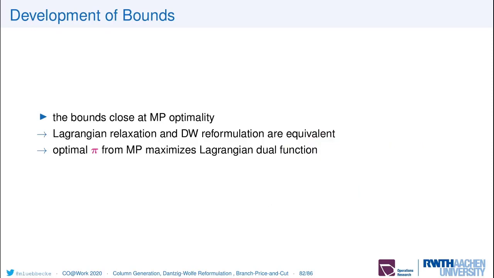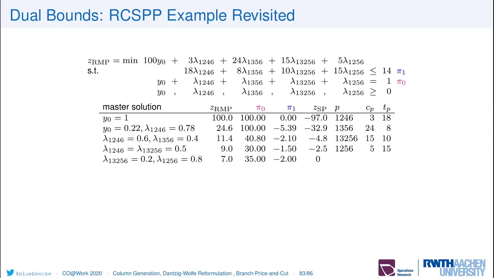Theory says that the two bounds, so the restricted master problem objective function value and the Lagrangian dual function, finally meet in the optimum. So this is what we mean when we say Lagrangian relaxation and Dantzig-Wolfe reformulation are equivalent. They give me the same dual bound. And what we also know is that the optimal dual solution from the master problem is a maximizer for the Lagrangian dual function. This is what theory tells us.